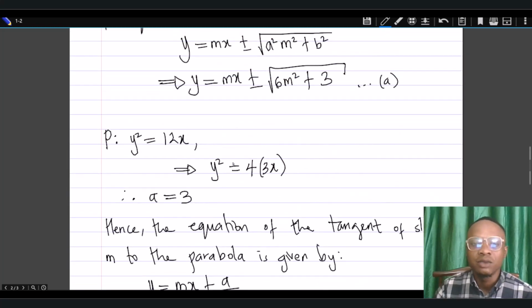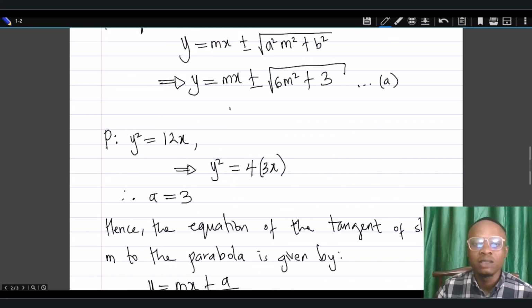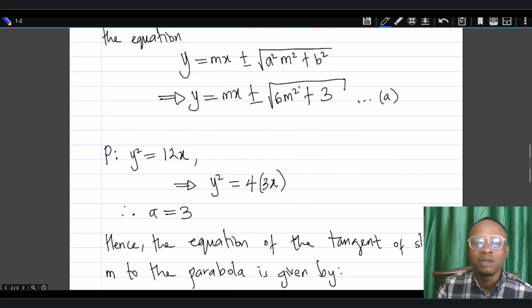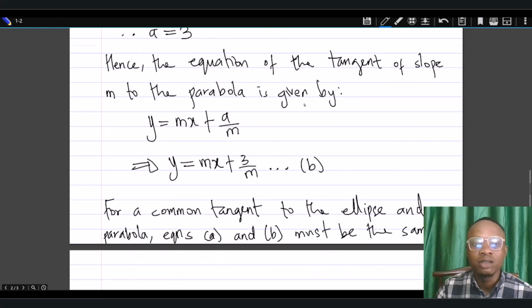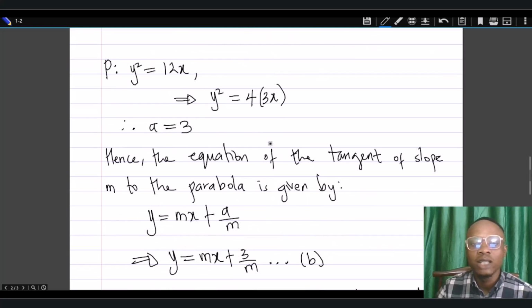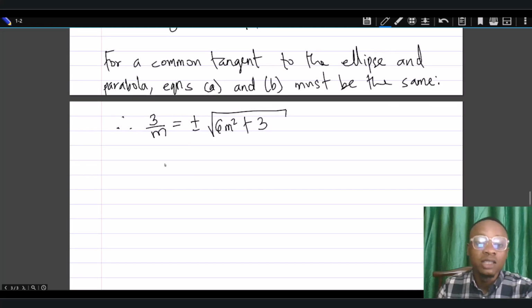We can see that in the equation here we have y, and here we have y. We have mx here, we have mx here. So the part that we need to equate will be 3 over m and this plus or minus root 6m squared plus 3. So let us equate that. We now say that therefore 3 over m must be equal to plus or minus root 6m squared plus 3. So with this now, we're good to go.